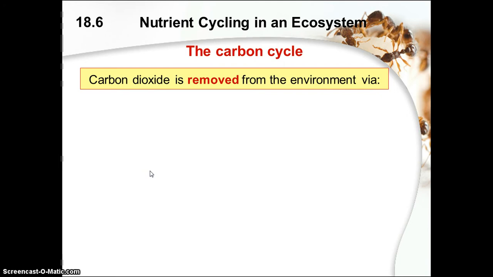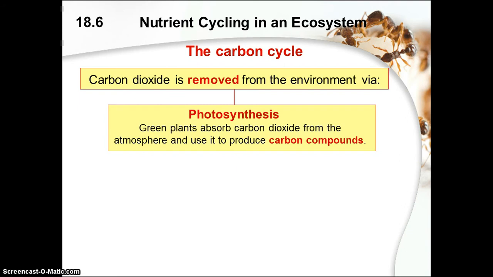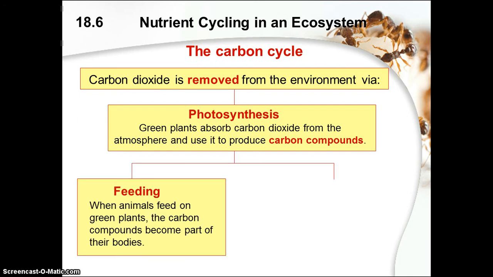In the video just now, can you identify some of the processes? We will look into two parts in this carbon cycle. First is how carbon dioxide is removed from the environment through different processes, for example, photosynthesis, where green plants absorb carbon dioxide from the atmosphere and use it to produce carbon compounds. In this case, we refer to glucose.